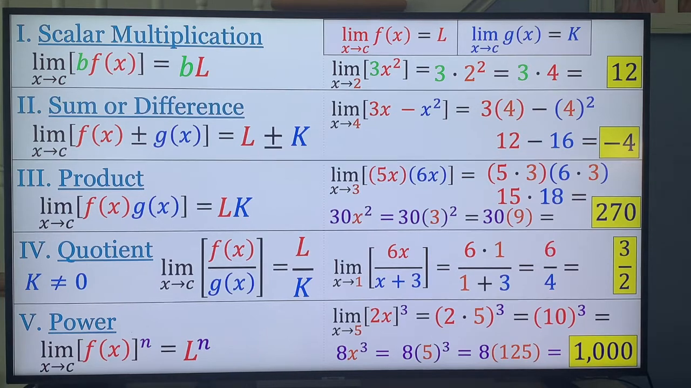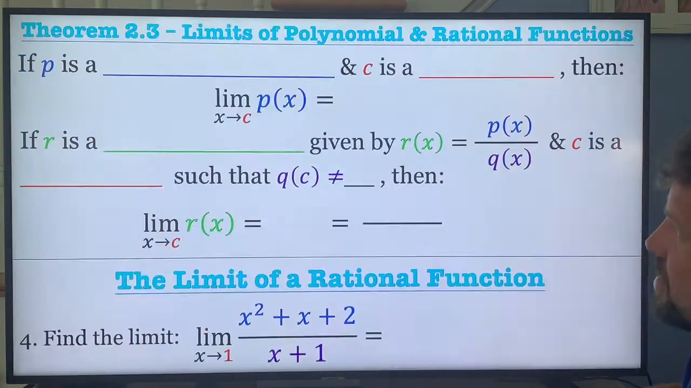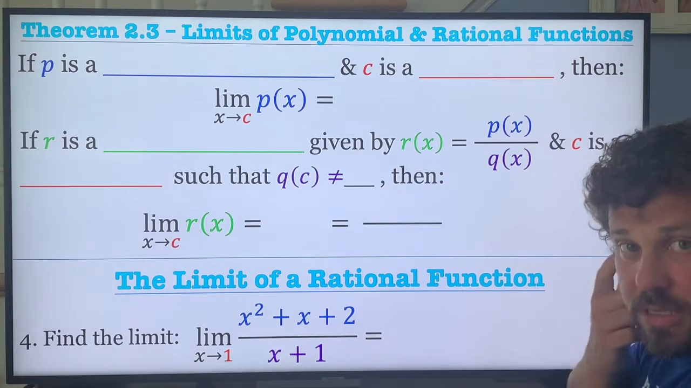You got it? So, you know the basic limits. You know the limit rules. So now you know what you're going to do? You're going to solve limits like crazy. All right? Let me give you a theorem real quick. And then we're going to bust out tons and tons of example problems.